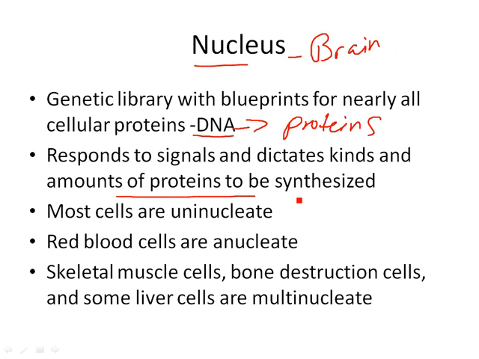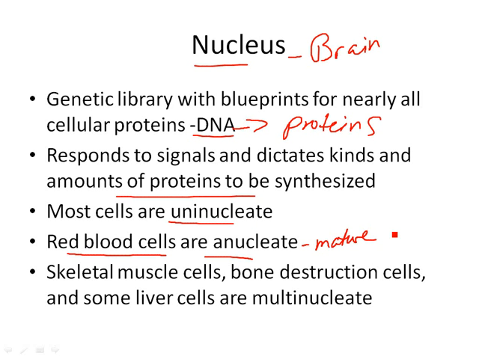Most cells are uninucleate. That means they have one nucleus. There is one type of cell that doesn't have a nucleus. It's called the red blood cell or the erythrocyte, and it's anucleate when it's mature. When the red blood cell is being formed, when you're making more red blood cells, they do have a nucleus. But then right before they go out into your bloodstream, they kind of expel their nucleus, and they don't need it anymore.